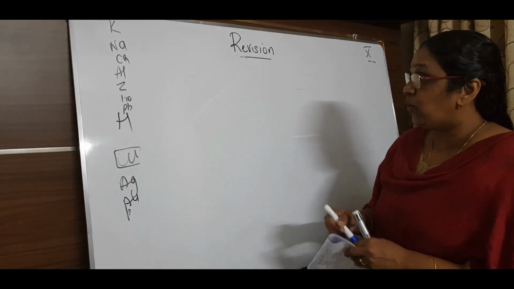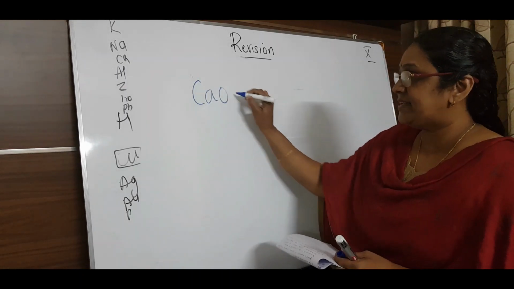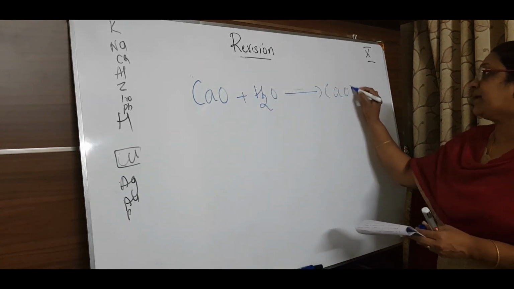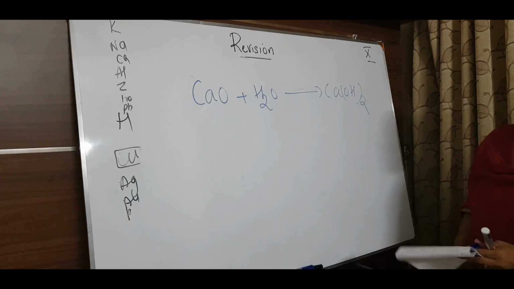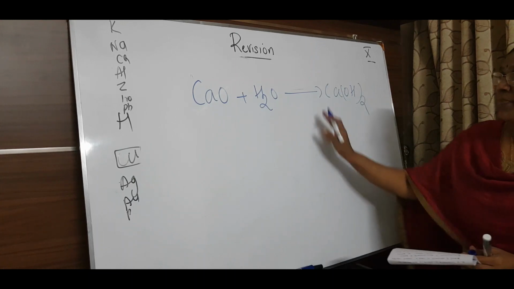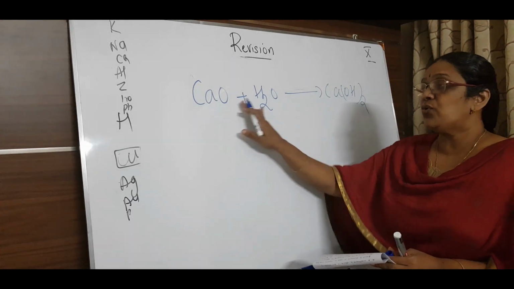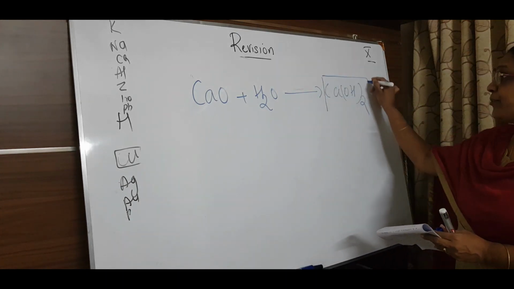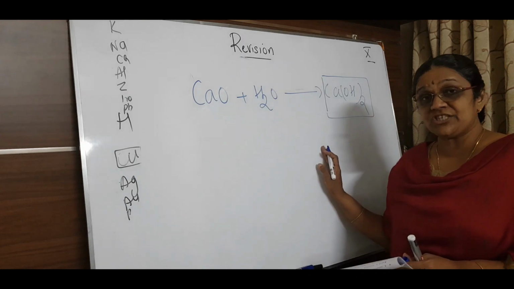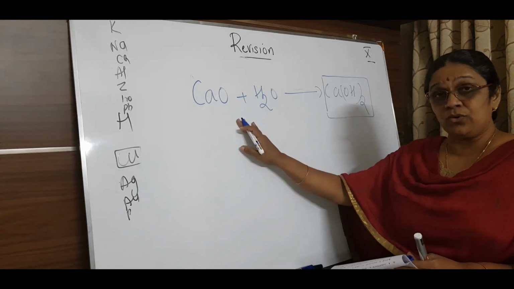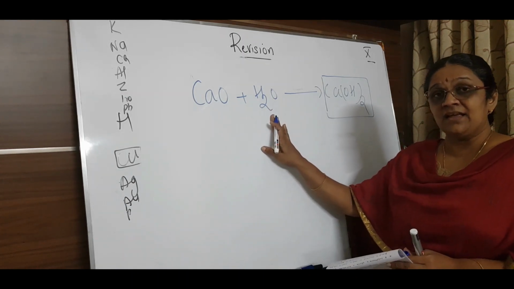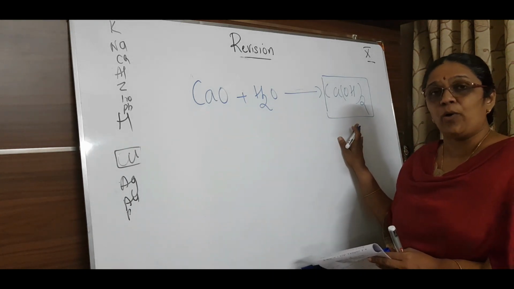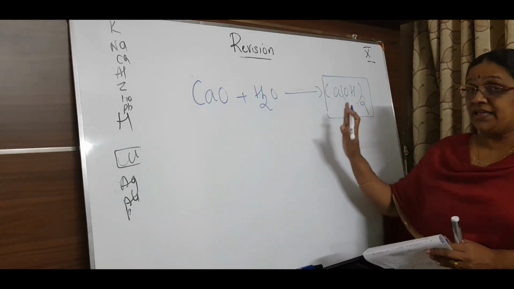Second reaction is, you know, what is it? Calcium oxide. Just now we have studied. Calcium oxide plus water will give you calcium hydroxide. What type of reaction? It is a combination reaction, because two reactants get converted into a single product. Remember the definition? When two or more reactants are converted to form a single product, it is called a combination reaction. The reverse is what?